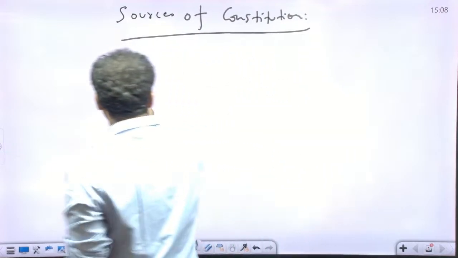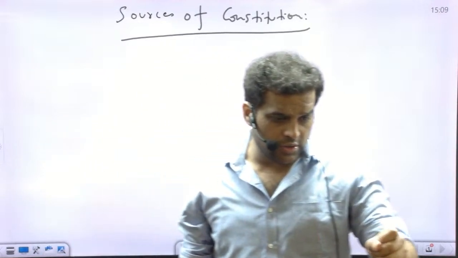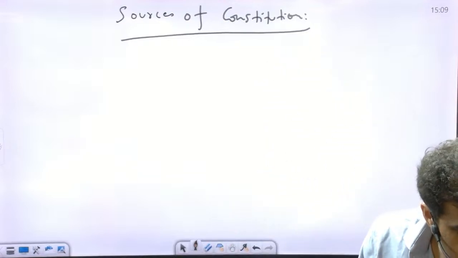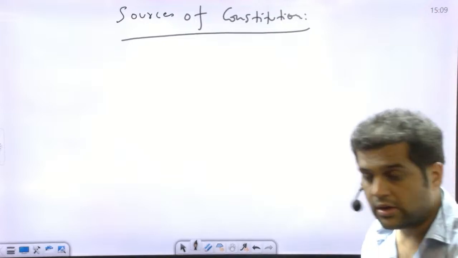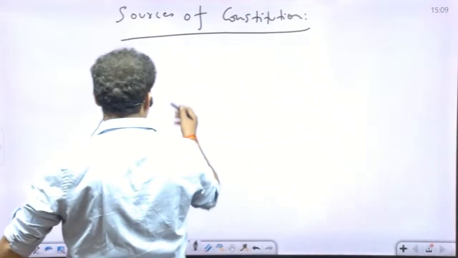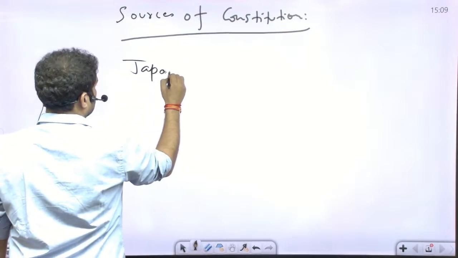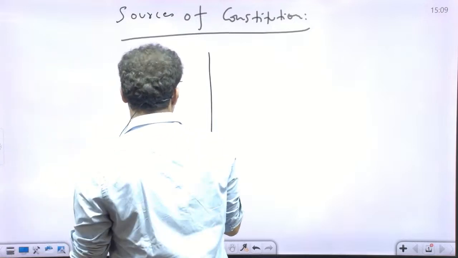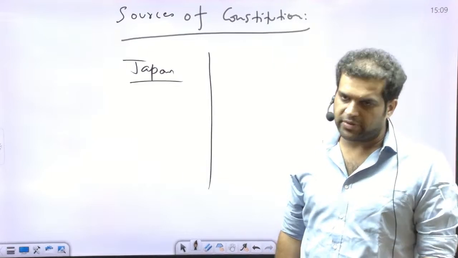So I think we had done UK's constitution. We did UK, USA, and Government of India. All right. Right, Japan. What did we import from Japan? What concept actually? What principle did we borrow from the Constitution of Japan?